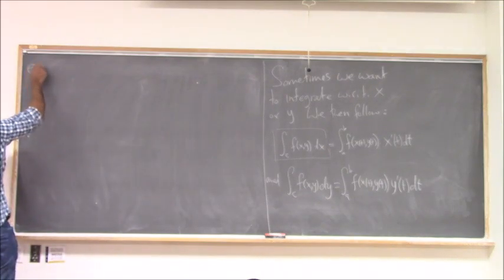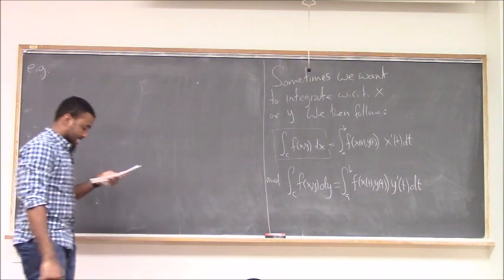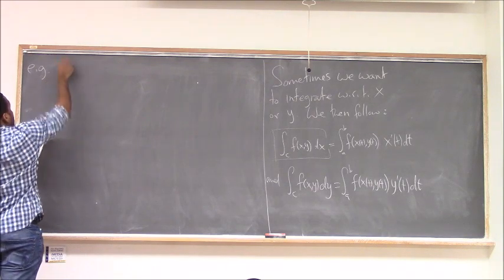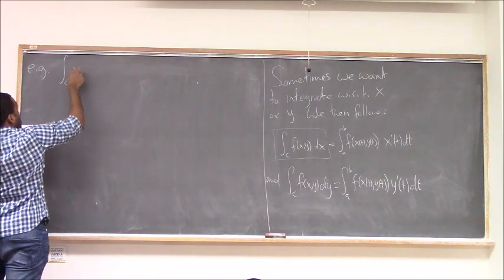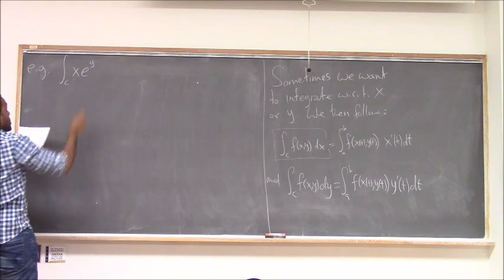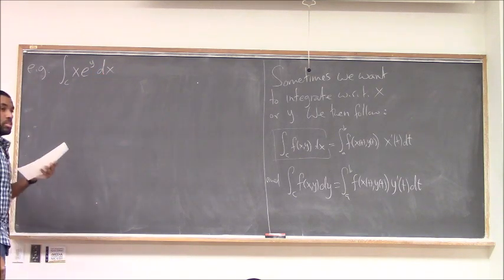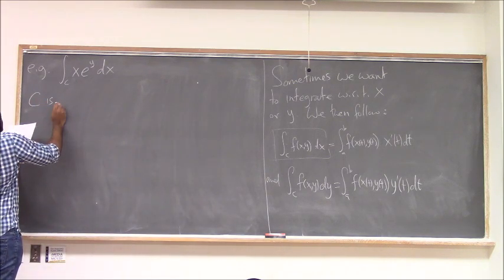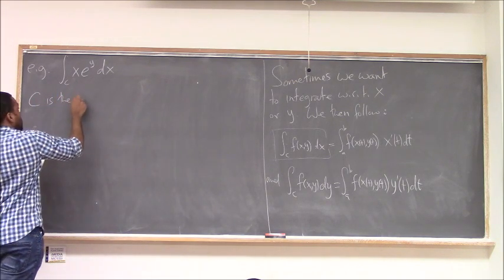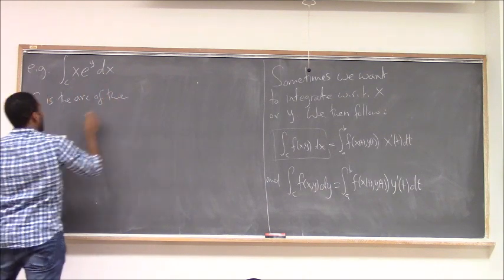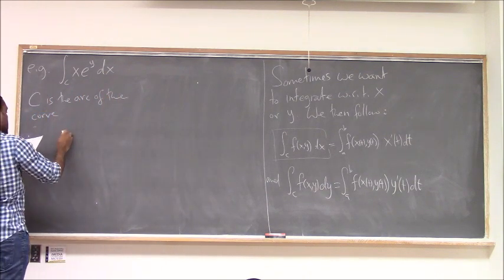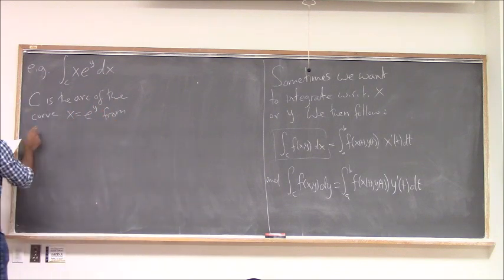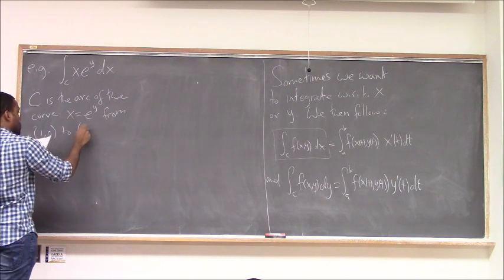Let's do an example. We're going to do the integral over C of x e to the y times dx, where C is the arc of the curve x equals e to the y from y equals 0 to y equals 1.